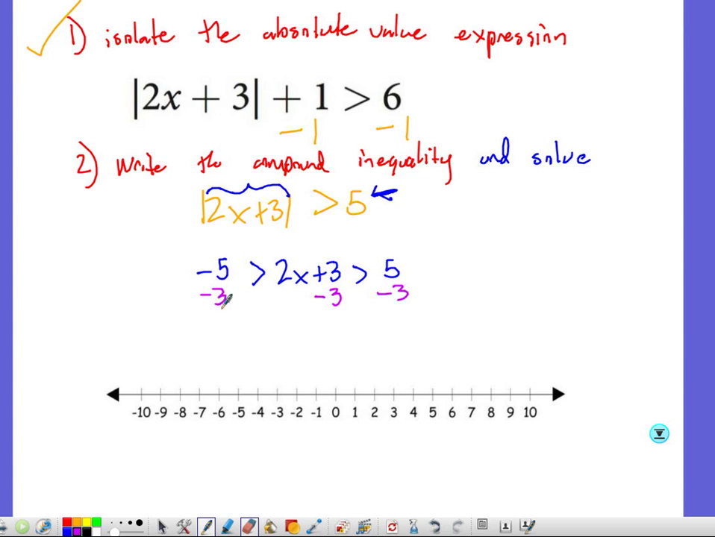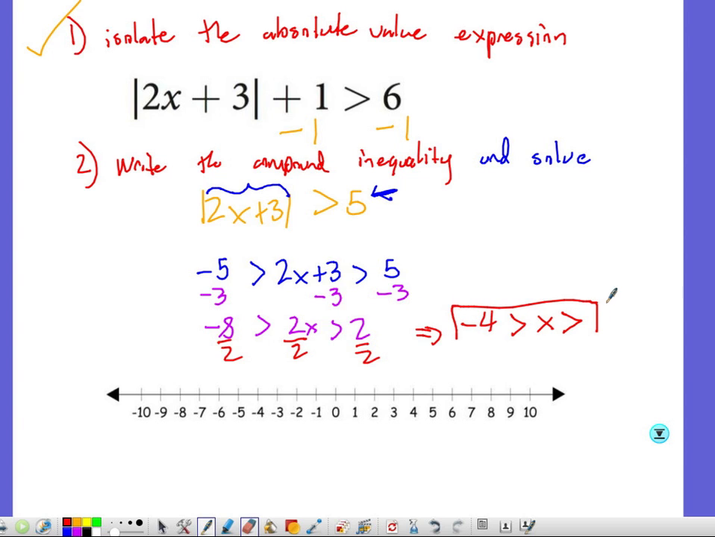Negative 5 minus 3 is negative 8, which is less than 2x, which is less than 5 minus 3, which is 2. Now since we're multiplying by 2, we need to divide by 2, do the inverse or opposite, do it to all 3 sides, and what we have is negative 8 over 2, which is negative 4, which is less than x, which is less than 1. Okay, so here is our inequality.